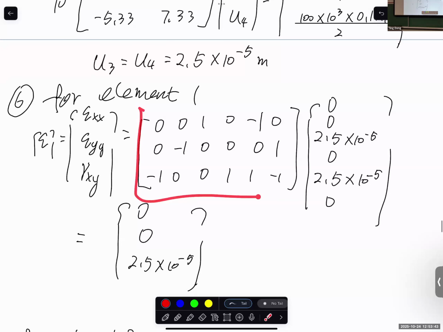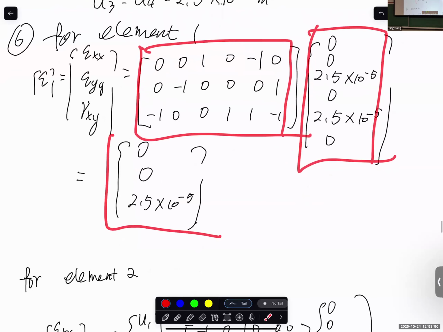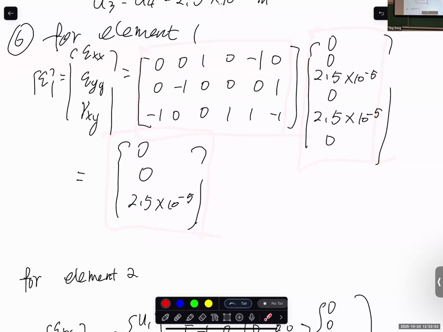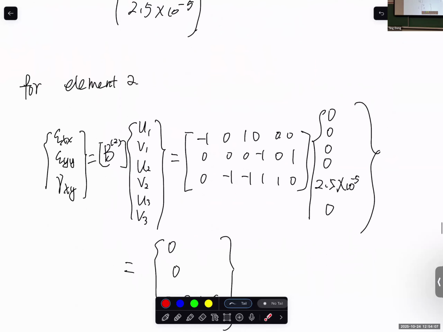So the B matrix for the first element, with the complete degrees of freedom for the first element, gives us the strain components of the first element, and strain is a ratio. There's no unit for this term. We finished this part in the last class. Any question here? And for the same thing, the process is very similar.